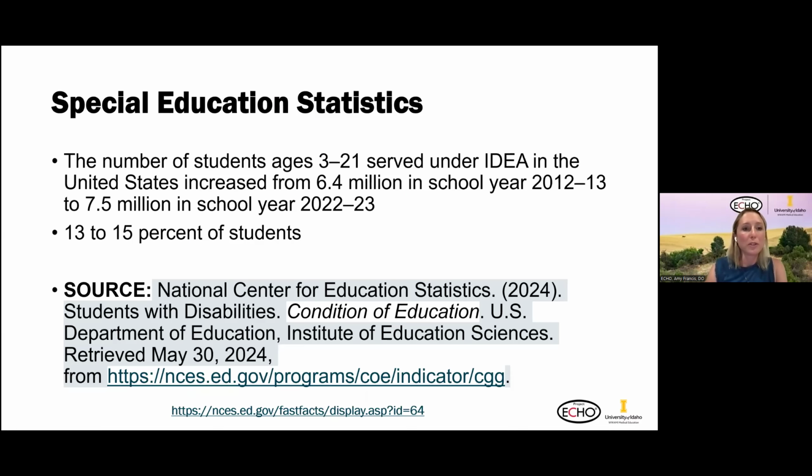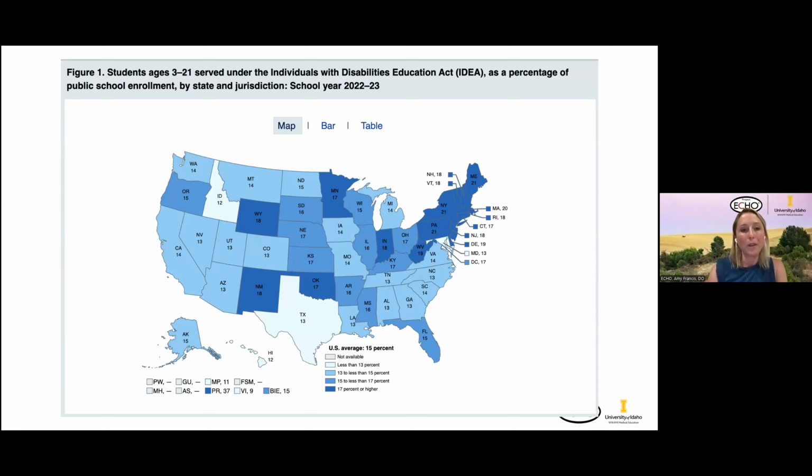So just a review of some statistics. The number of students ages 3 to 21 served under IDEA went from 6.4 million in 2012 to 7.5 million in 2022. So we went from 13% to 15%. The National Center for Education Statistics is a great resource if you ever want to look up data on this. Next slide.